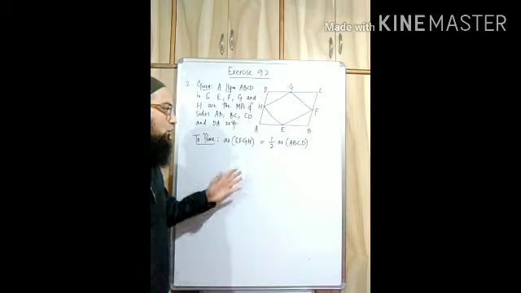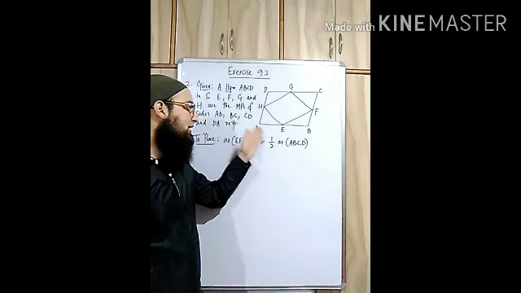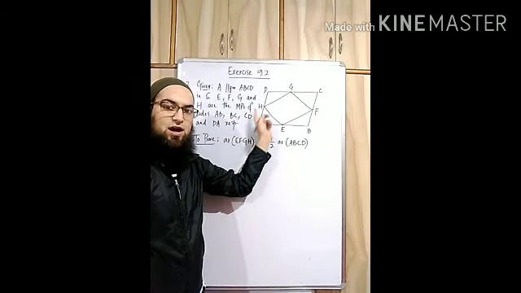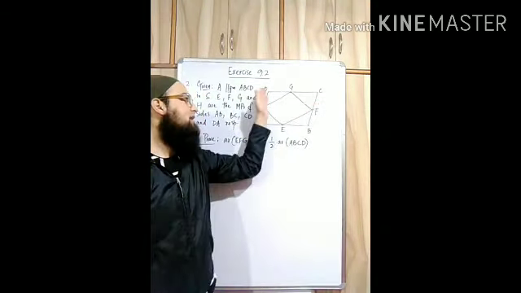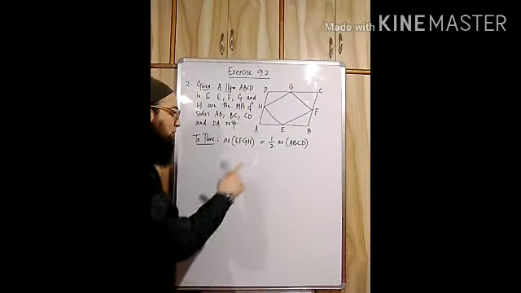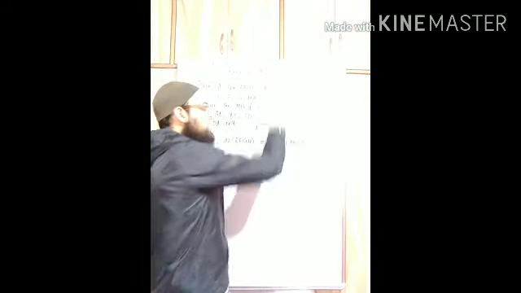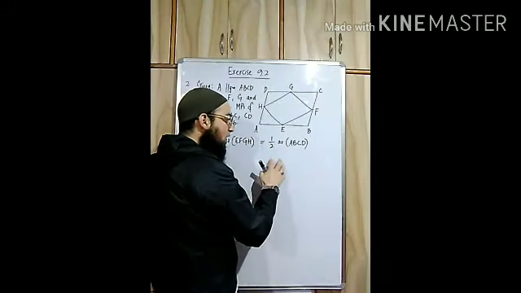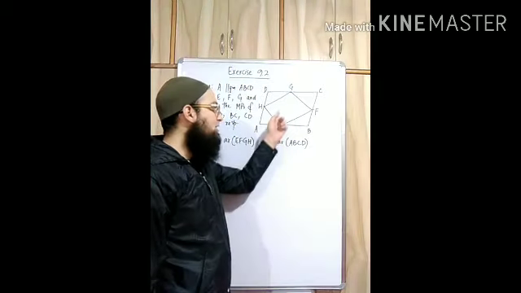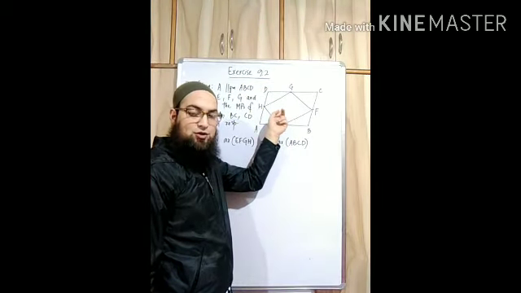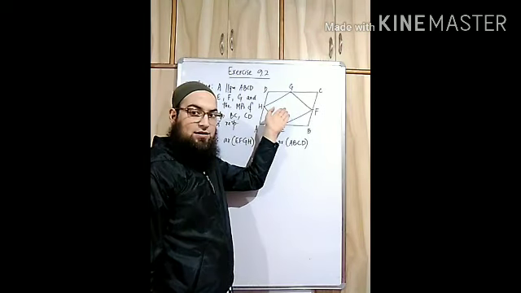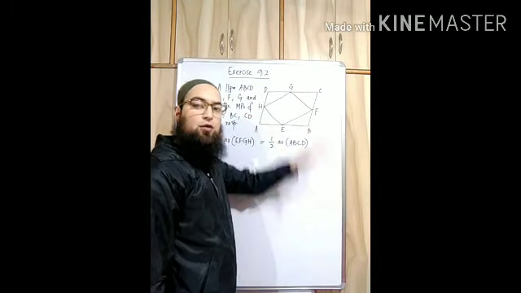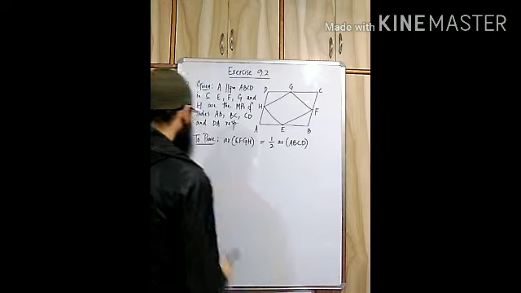So basically, you are given a parallelogram ABCD in which E, F, G and H are the midpoints of this side, this side, this side and this side respectively. All you need to do is prove that EFGH, which is a quadrilateral here, has an area that is half of the area of ABCD. The area of this inside quadrilateral is half the area of the full parallelogram. Got it?